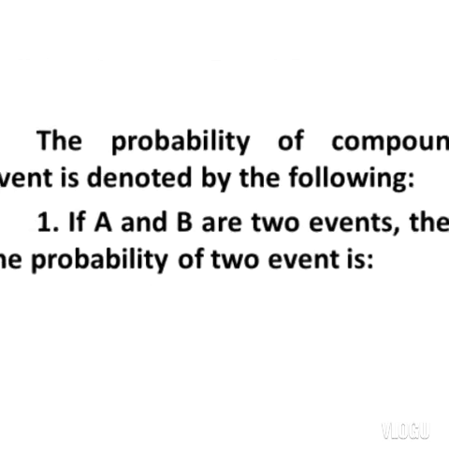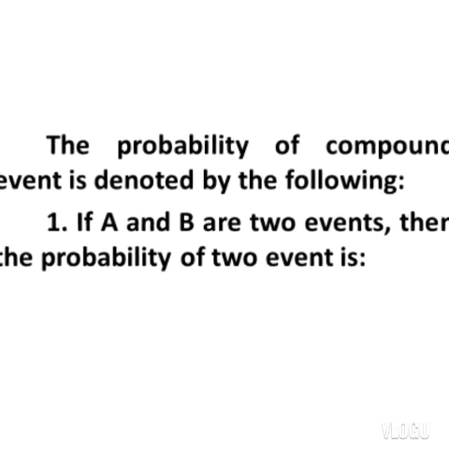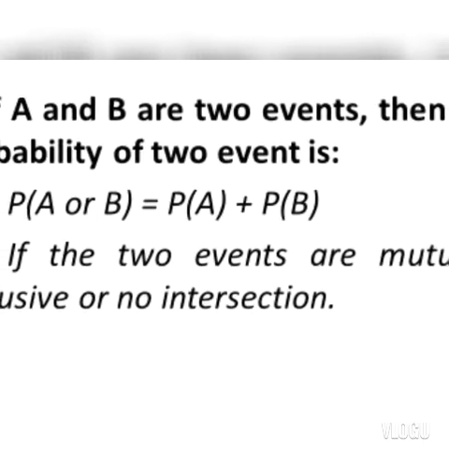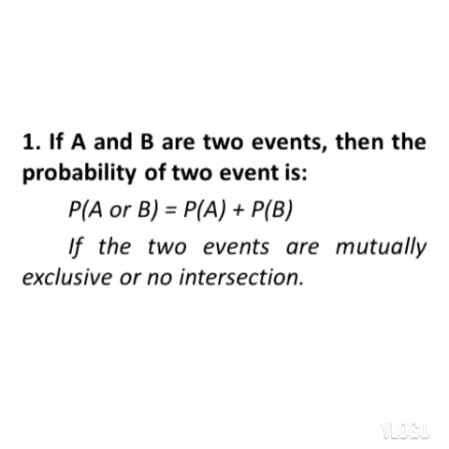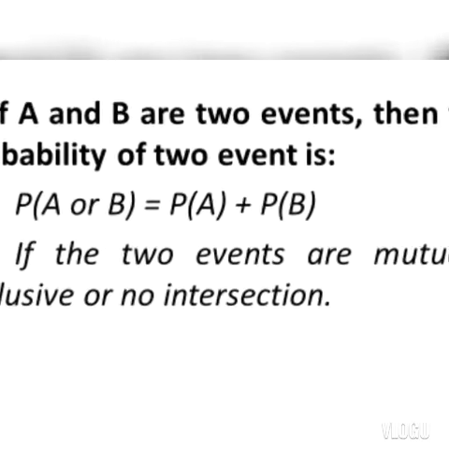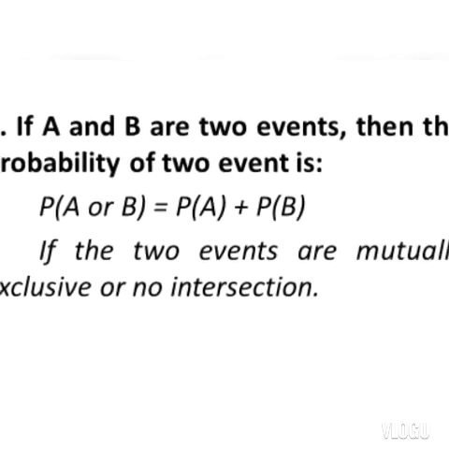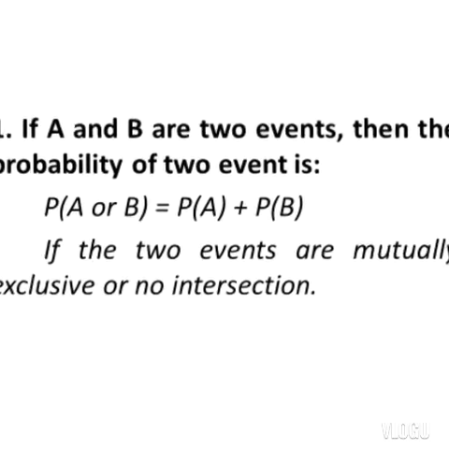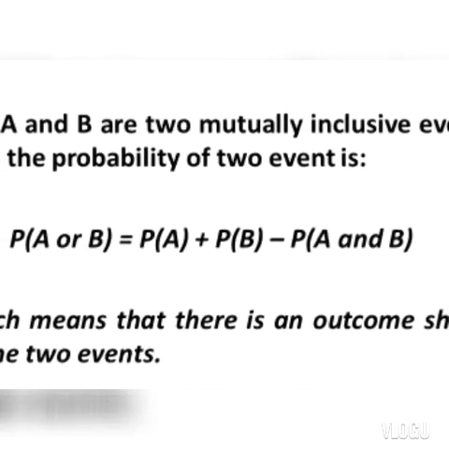So this will be the formula that enables us to get the probability of a compound event. First, if A and B are two events, then the probability of A or B is the probability of event A plus the probability of event B, or the possibility that event 1 will happen plus event 2 will happen. This will only be applicable if the events are mutually exclusive, or having no intersection. Remember, no intersection means that no same event will happen at the same time. Remember, for mutually exclusive events, it is the sum of the probability of event 1 plus the probability of event 2.